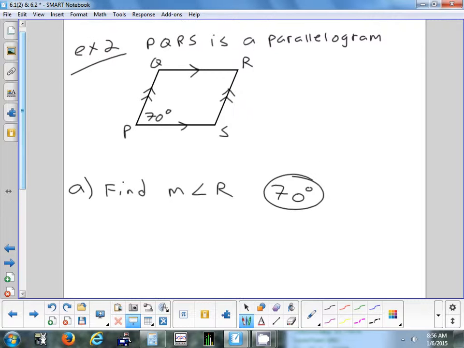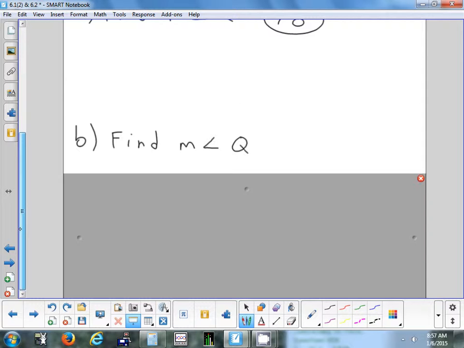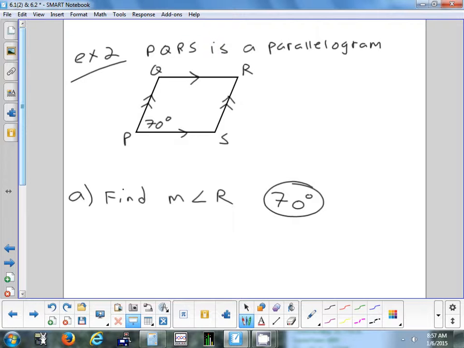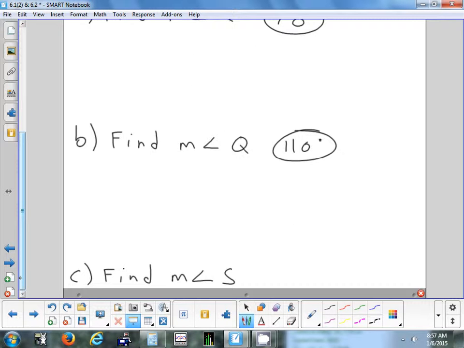What would angle Q be there? Another theorem we haven't used yet will help you with this one. Yep. It'd be 110. In a parallelogram, consecutive angles are supplementary. So Q is 110. What does that mean S is? 110. Now, there's a couple reasons why you could say S is 110. You could say, since I know Q, and S is opposite Q, opposite angles are congruent. Or you could say, since I know P, P and S have to be supplementary. Either reason. All right, so S is also 110.